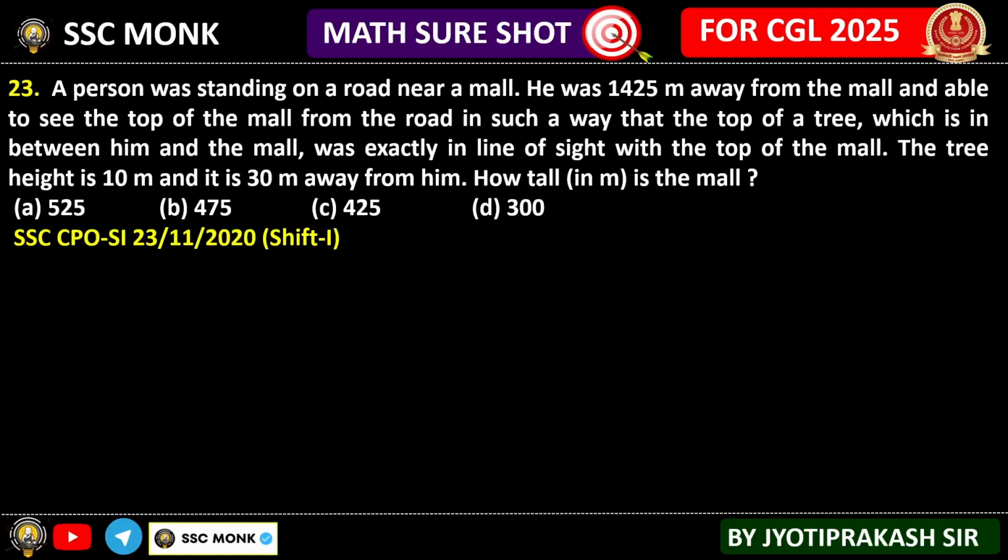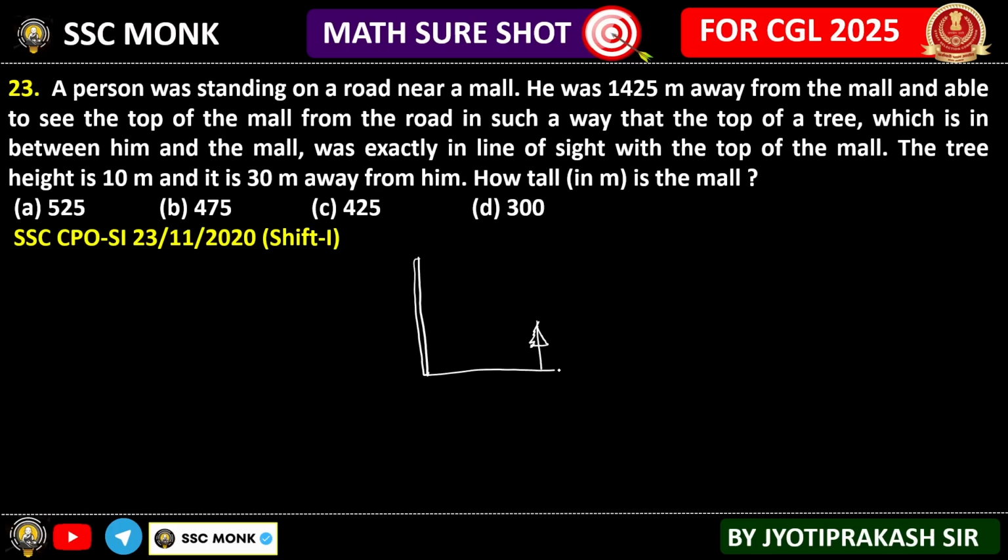A person was standing on a road near a mall. He was 1425 meter away from the mall and able to see the top of the mall from the road in such a way that the top of the tree which is in between him and the mall was exactly in the line of sight. So let's say this is a mall, and this is a tree. This is a tree, okay? And this was the mall, okay?